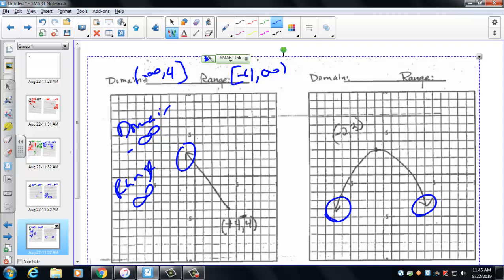Both of these arrows are going down. For the domain, it's negative infinity because it's on the left side. For the domain, this one is positive infinity because it's on the right side. The range, they're both negative infinity. All right, so the domain is negative infinity to infinity, and the range is negative infinity up to whatever that point is, which I think is 3.